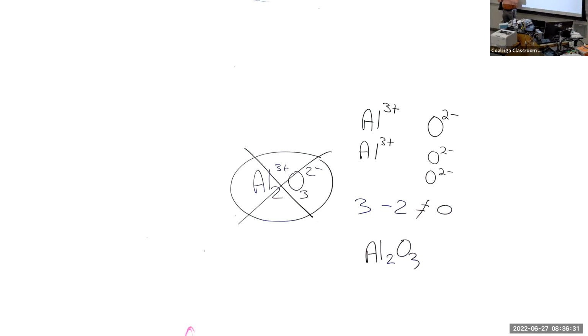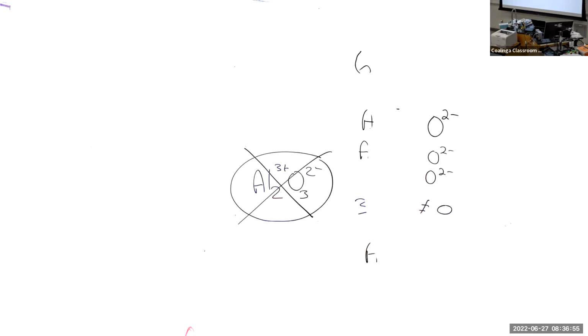You don't get what I just said? This is wrong. The 2 and the 3. How many aluminums do I have? 3. Okay, what does it add up to? Add the charges. It adds up to 6.